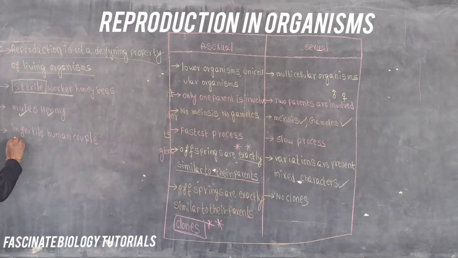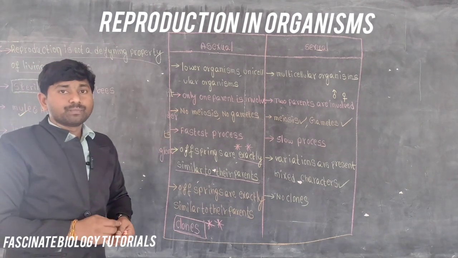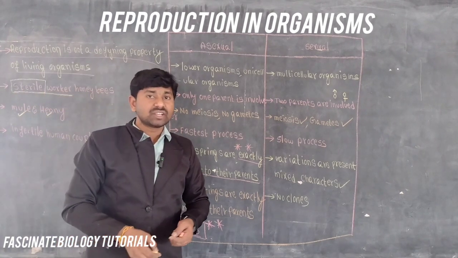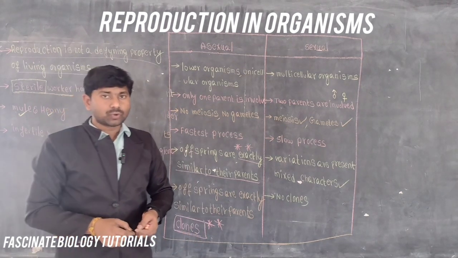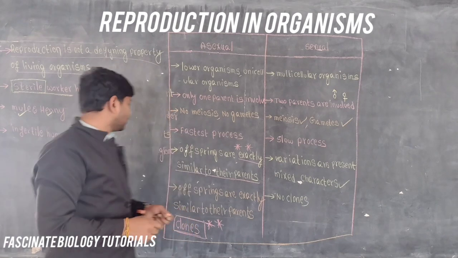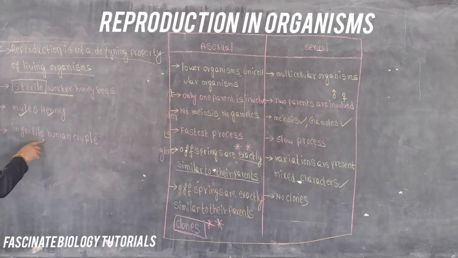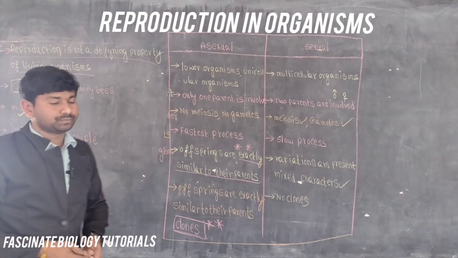And infertile human couples: they are male and female human beings, but the male is not able to give sperms, and the female is not able to produce eggs, hence the couple is known as an infertile human couple. These organisms are not able to reproduce, hence reproduction is not a defining property of living organisms. Thank you.